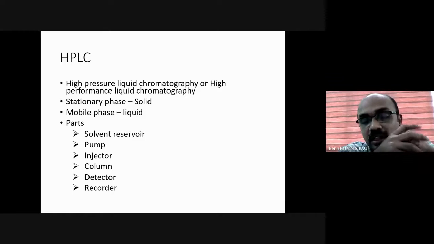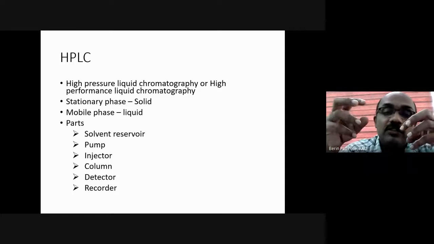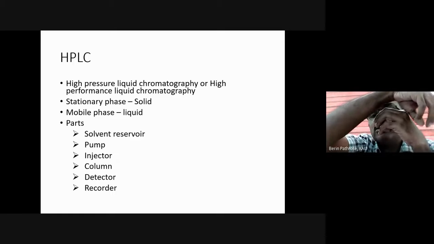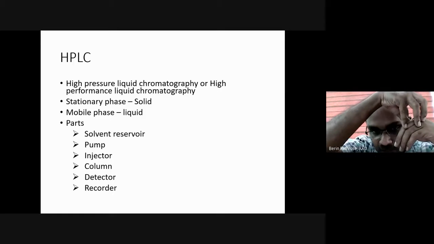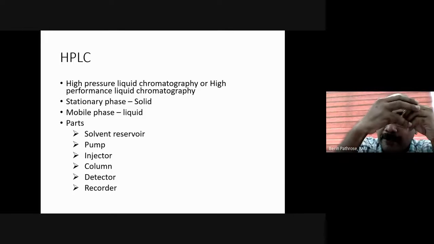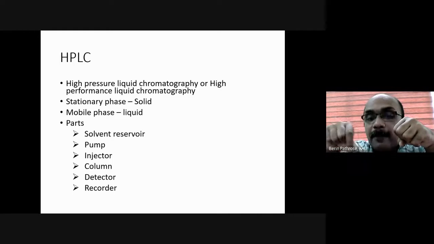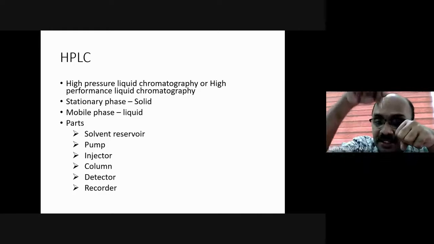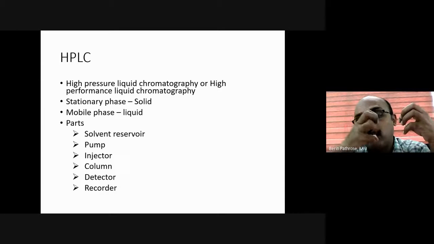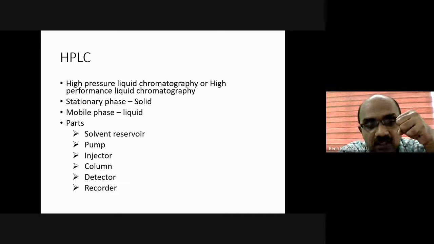I will show the diagram, but I will repeat it again. Here we have a solvent reservoir. From the solvent reservoir, solvent will be drawn by the pump, and this pump will be pumping the solvent into the column. In between the pump and the column, we have an injector which injects the sample into that line, so that the pumped solvent will carry the sample into the column.